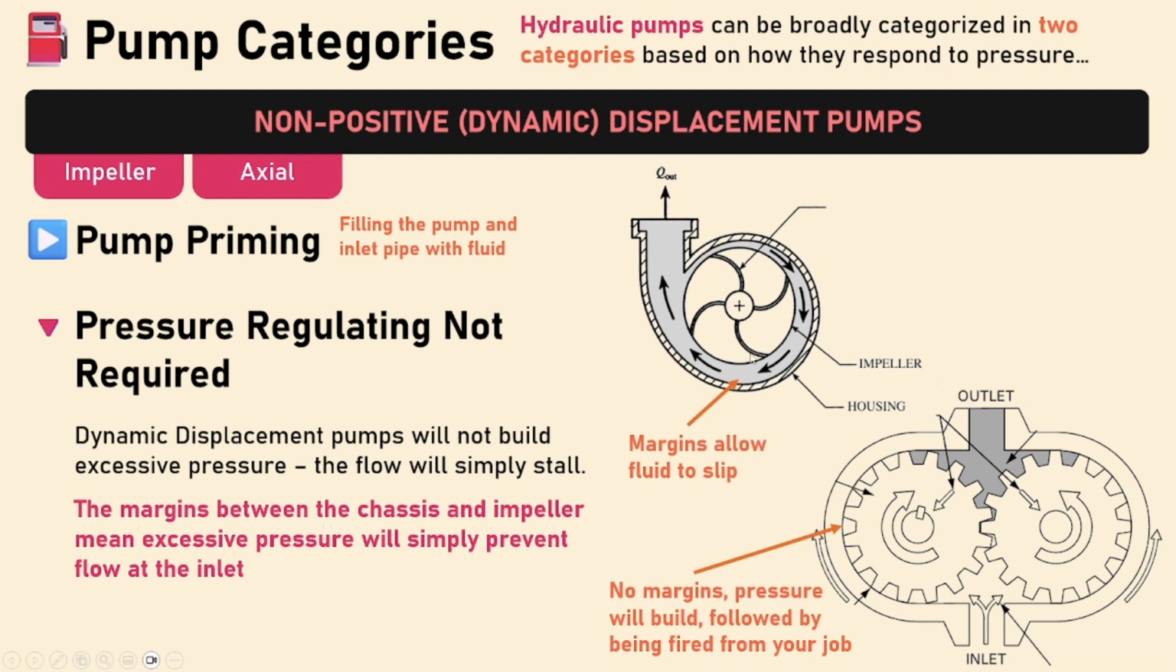Right? The margins allow the fluid to slip, so it can flow backwards if pressure is too high. But when it comes to positive displacement pumps, no margins means that even if the pressure builds, it will continue to pump, right? Which is why we have to regulate positive displacement pumps, lest you are fired from your job for causing a hydraulic explosion.